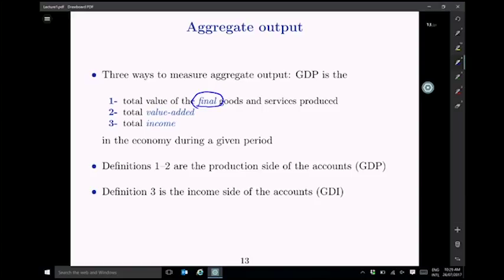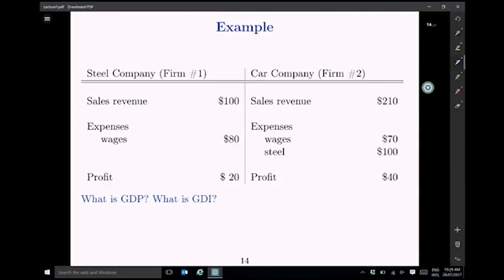You can calculate aggregate income, total income in an economy during a certain period. This also gives you a measure of aggregate output. Now, what do we mean by all this, method 1, 2, 3? Here is one good example.